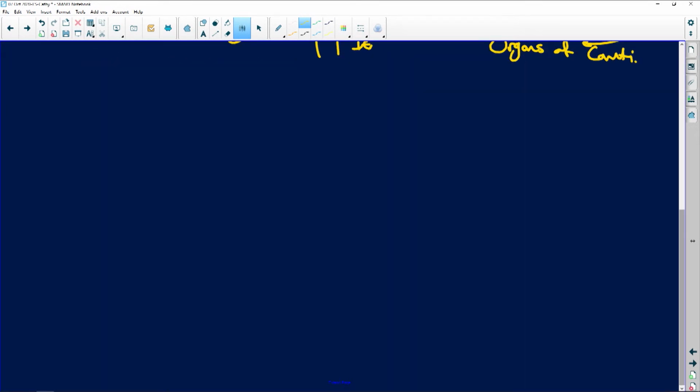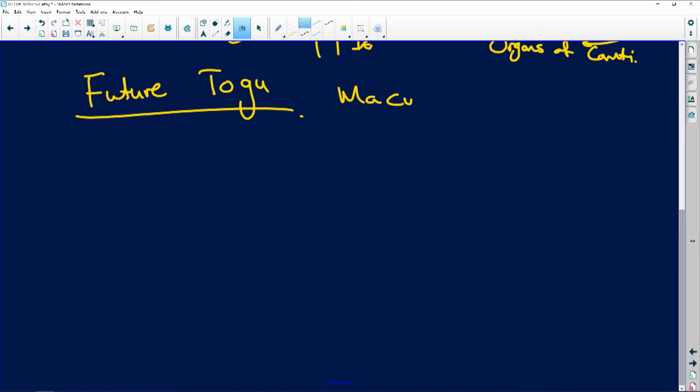The next question, I'm going to do this and then we'll take a break. The next one was from Future Torgu. And Future Torgu wanted to know the function of the macula. Okay, how do the macula, where are they found and what do they do?